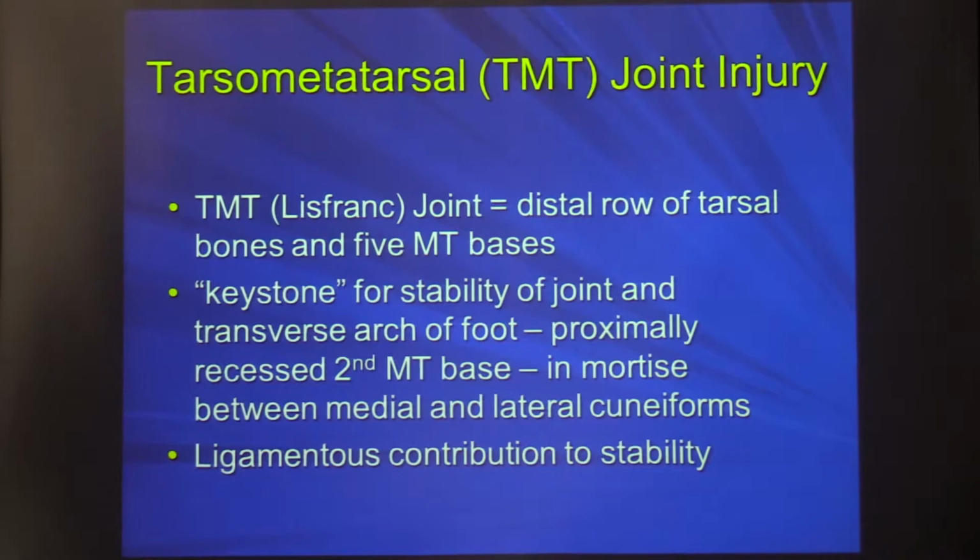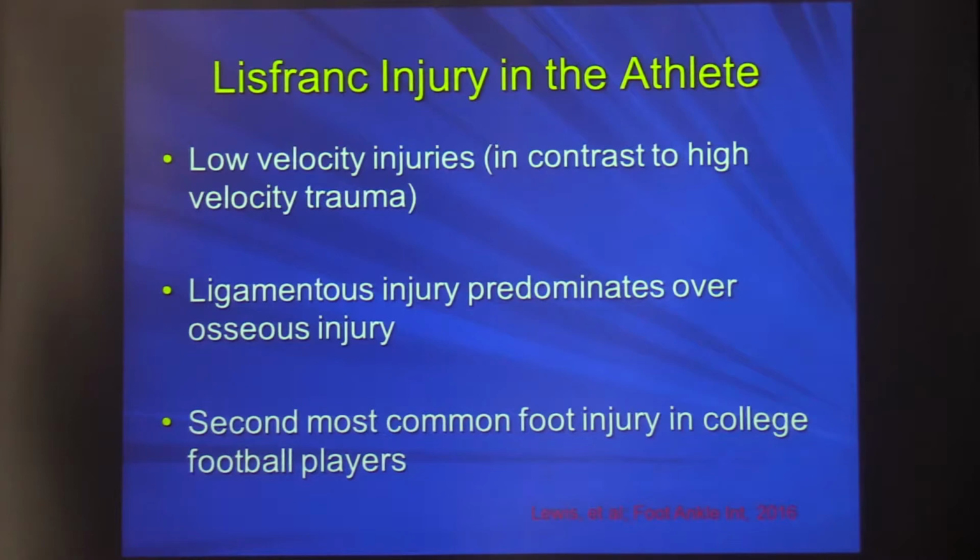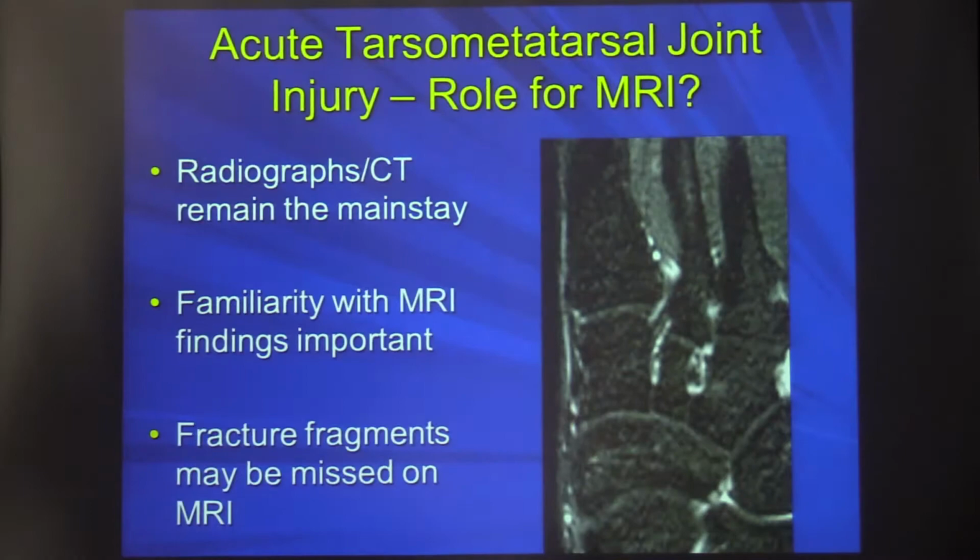Now, we think of Lisfranc injury as a high-velocity injury, say in a motor vehicle accident. But in athletes, these tend to be low-velocity injuries and therefore more difficult to detect on radiographs. And therefore, in this group, rather than fractures, ligament tears predominate. Therefore, the value of MR, and in fact, in US football, this is the second most common foot injury in college players. So what is the role for MRI? Well, radiographs and CT remain the mainstay, but we must be familiar with MR imaging findings because we may come upon them unsuspectedly. And again, keep in mind that small fracture fragments can be missed on MRI.